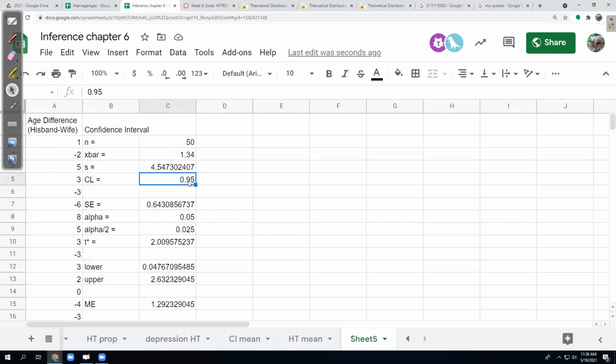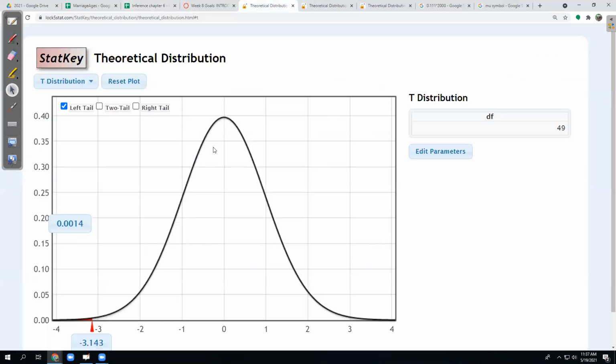From the confidence level, to get alpha, I just subtract. To get the tail probability, I just divide by 2. And then to get the t-score, I'd use the t-inverse. So I'm going to double check that with StatKey right now. So I have a t-score of 2.00, let's see, if I go out to 4 decimal places, 2.0096.